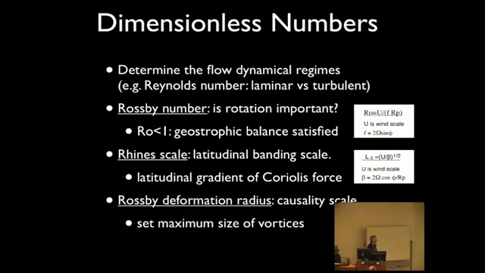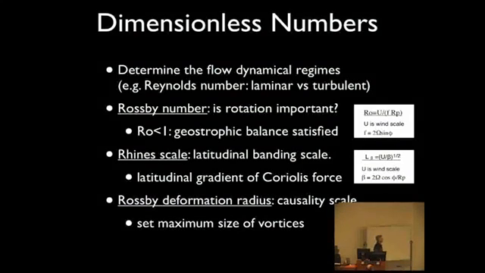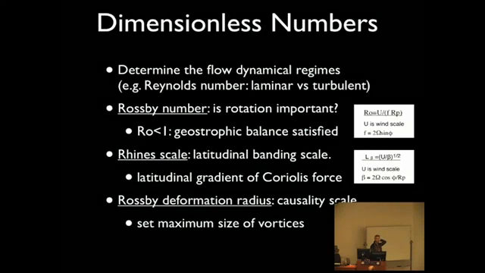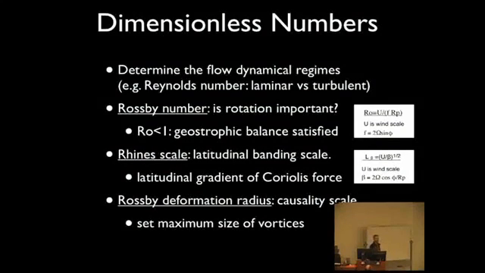Two other numbers that are maybe less obvious, at least the first time I met them they were less obvious to me, are the Rhines scale and the Rossby deformation radius. I'm not going to go through how we derive those numbers. I'm going to give you some references at the end of the lecture today, textbooks. There's a very good textbook by Vallis, Geoff Vallis. I really like that textbook about the dynamics. You can get everything derived properly in that textbook. But I'm going to emphasize maybe the meaning of those numbers.